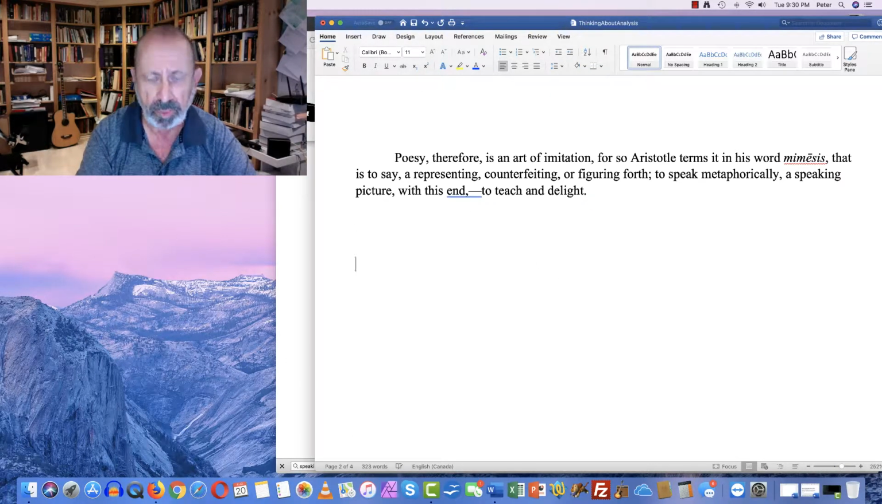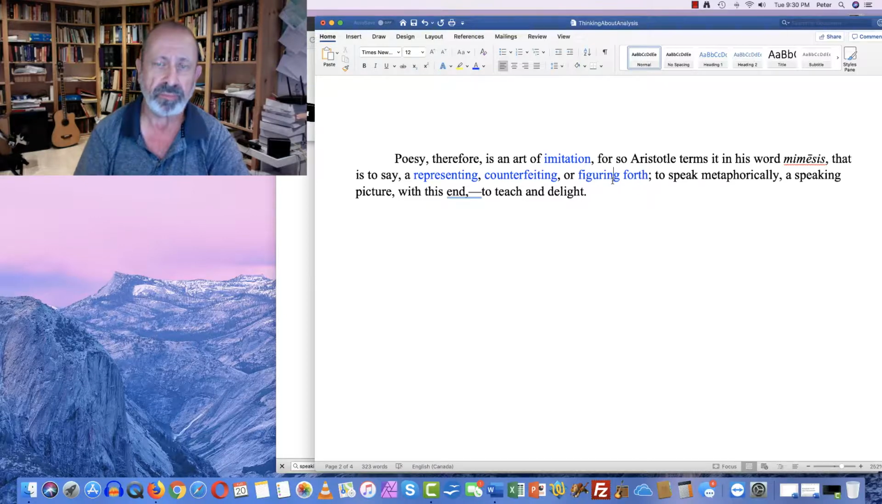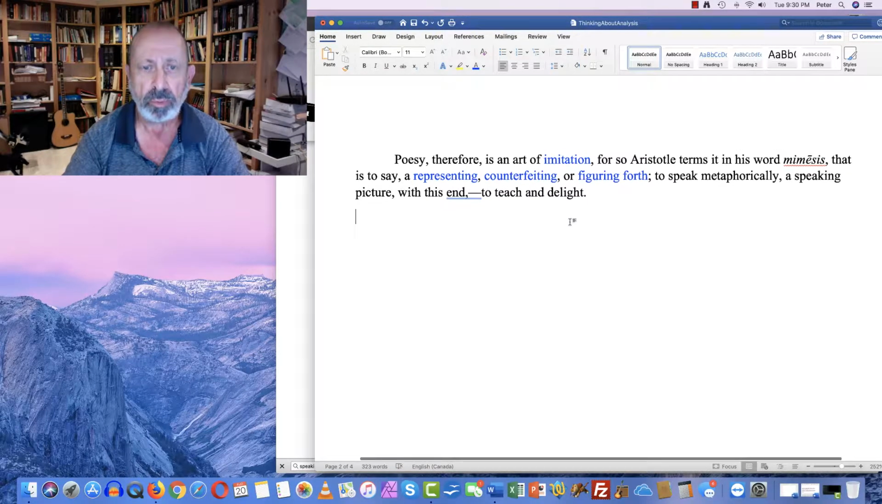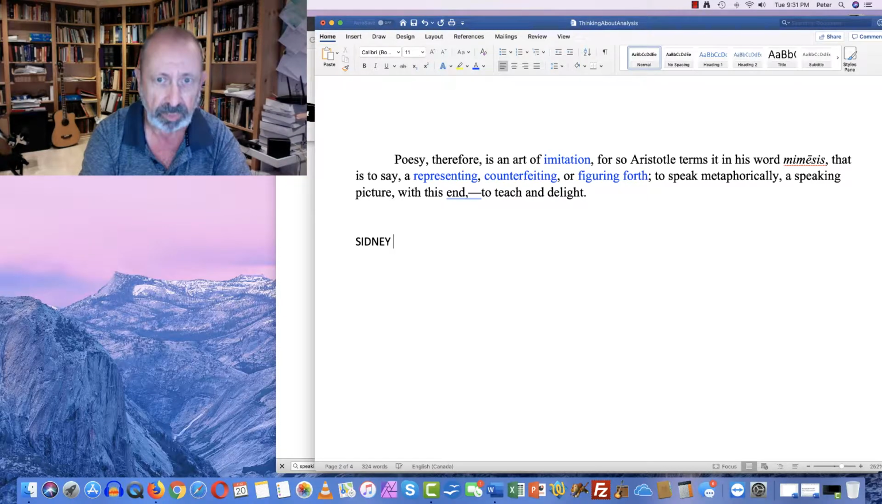So there's Sidney, and you're writing your paper, and you look at this passage and you say, okay, what Sidney is doing here is defining poetry as imitation. So you can see that he's defining imitation in a number of ways: representing, counterfeiting, and figuring forth. So he's actually said it four different ways. So if I were to start talking about this, I would say something like this.